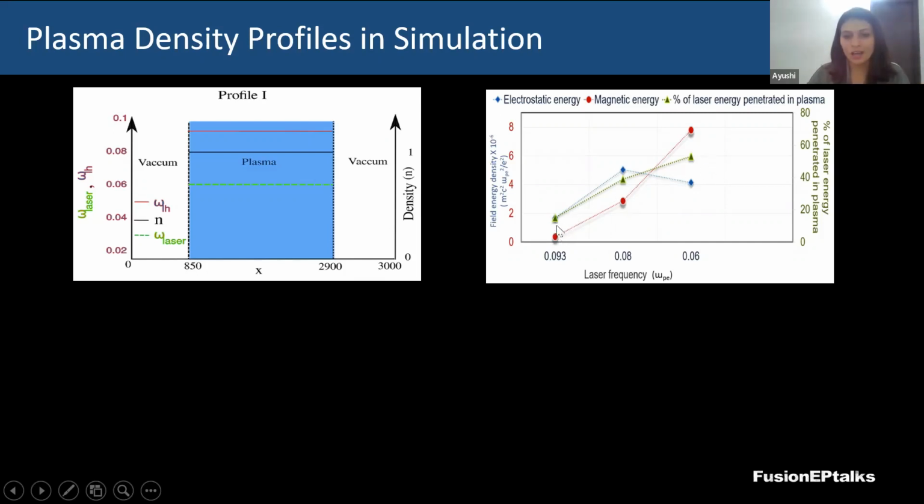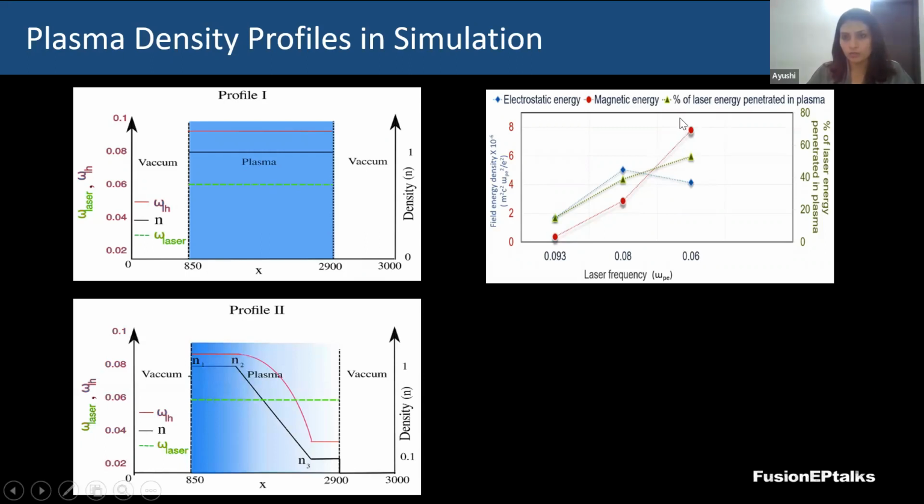Second, for a laser frequency very close to the lower hybrid value, we saw that electrostatic lower hybrid oscillations are excited in the system. But as we move to lower frequencies, one can observe that the electromagnetic energy in the system increases and surpasses the electrostatic energy, which is shown by the blue points. So at a laser frequency of 0.06, the laser is mostly propagating as an electromagnetic wave in the plasma.